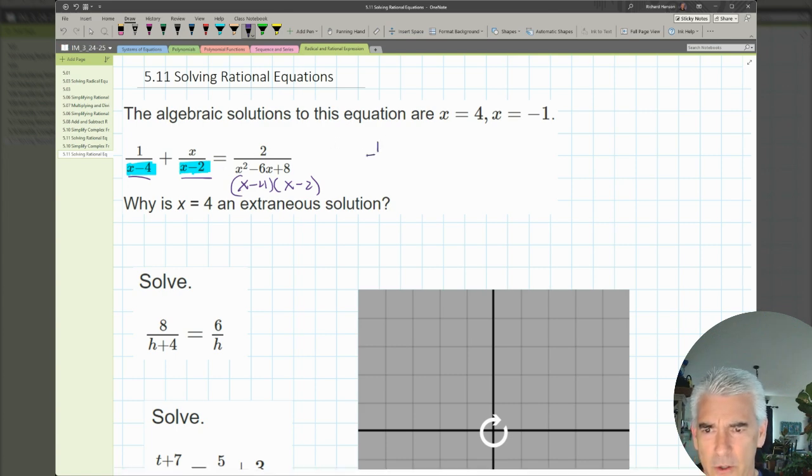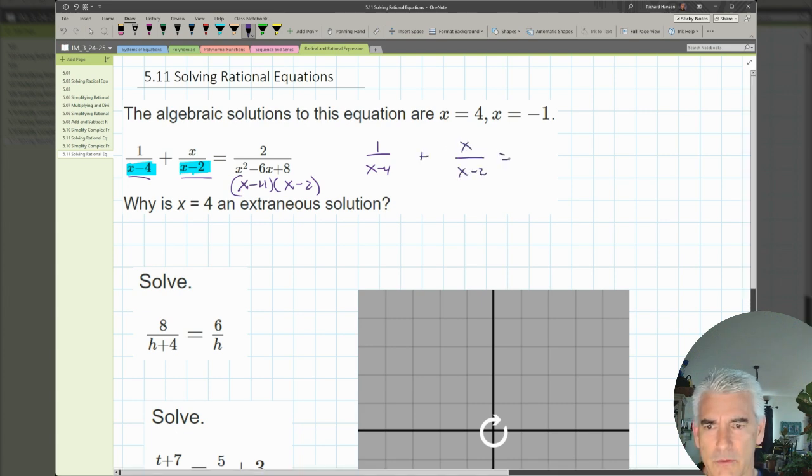So we have 1 over x minus 4 plus x over x minus 2 equals 2 over x minus 4 times x minus 2. Okay, so I'm going to need to combine these together. This needs an x minus 2 on top and bottom, so x minus 2 over x minus 2. And this needs an x minus 4, so x minus 4 over x minus 4.